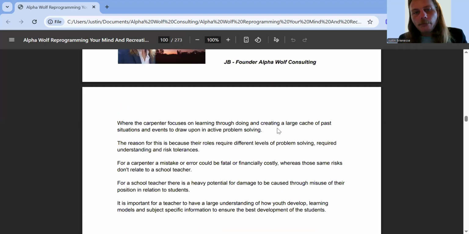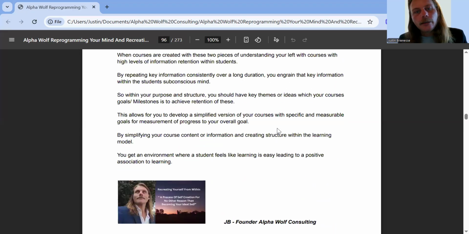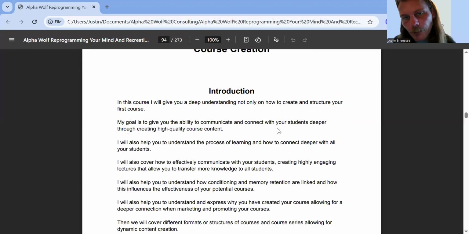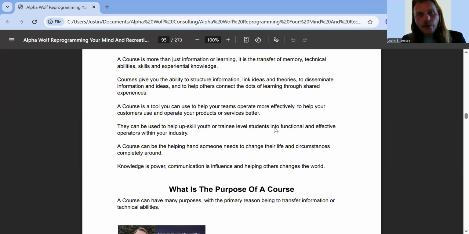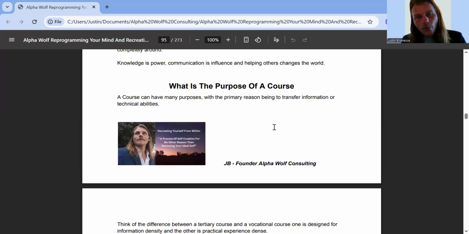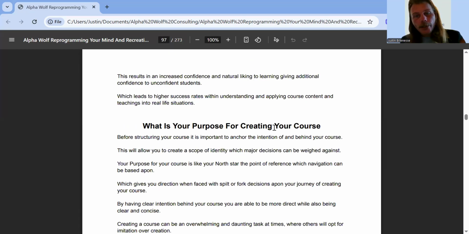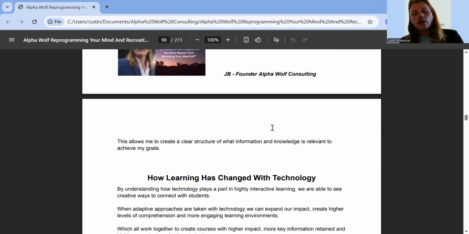So, for example, if we understand this and we move back up, we have a look. We have an introduction, and then we discuss what a course is. So, understanding the theoretical framework of a course. What is the purpose of a course? What is the purpose for creating your course? Do you sort of get it? How learning has changed with technology.